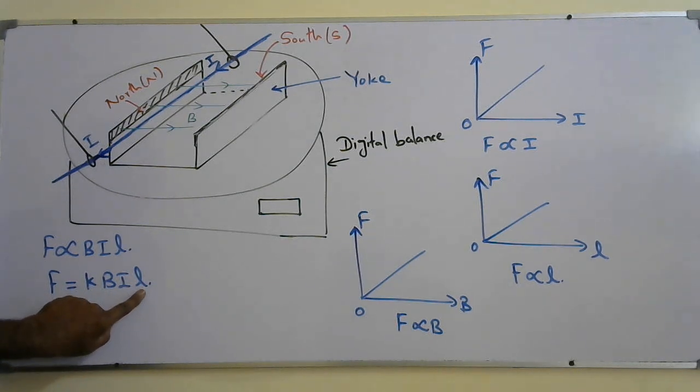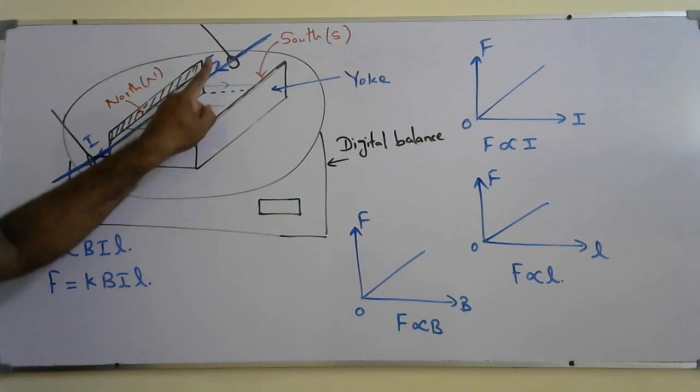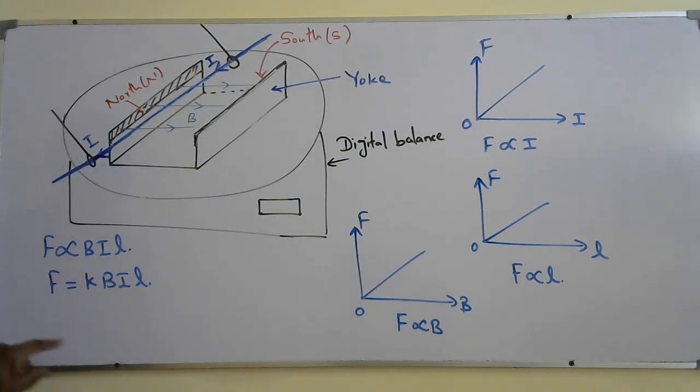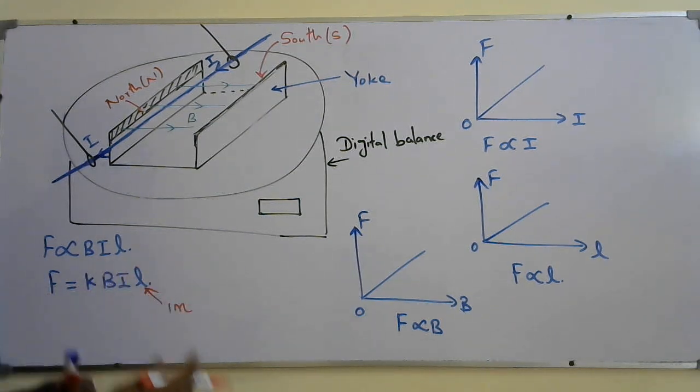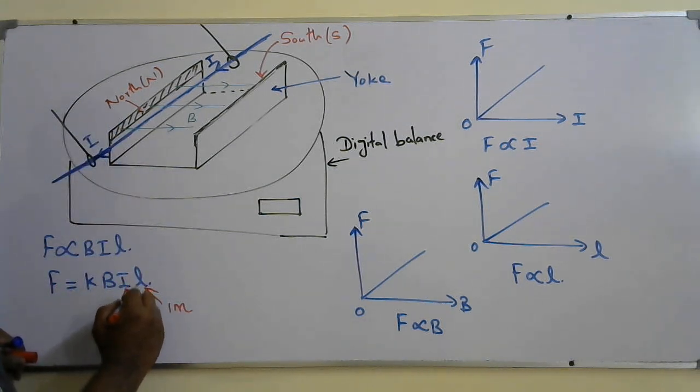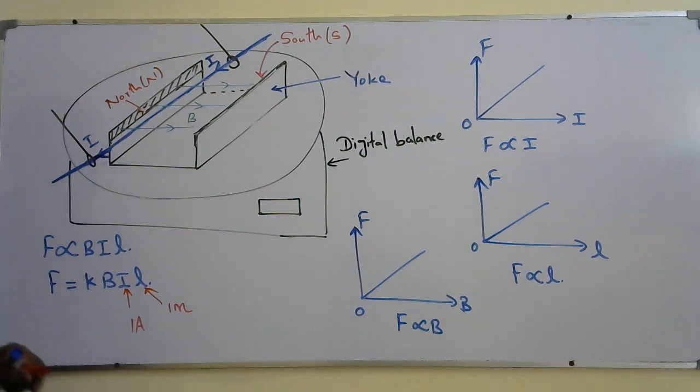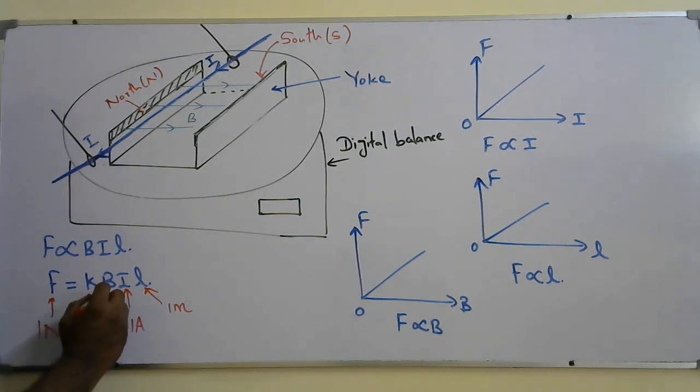When 1 meter length of wire is completely inside a uniform magnetic field and when it carries 1 ampere current, the strength of the magnetic field which provides 1 newton force is defined as 1 tesla. Again, I tell that when 1 meter length of wire is completely inside a uniform magnetic field, and when the wire carries 1 ampere current, the strength of the magnetic field which provides a force of 1 newton is defined as 1 tesla.